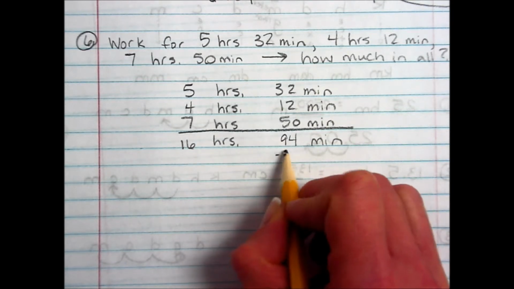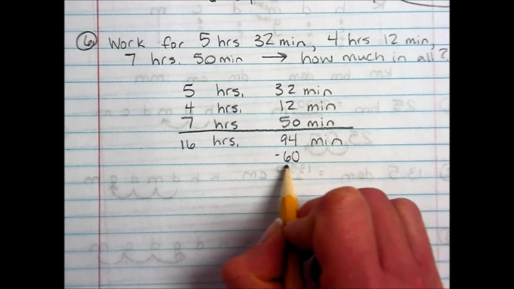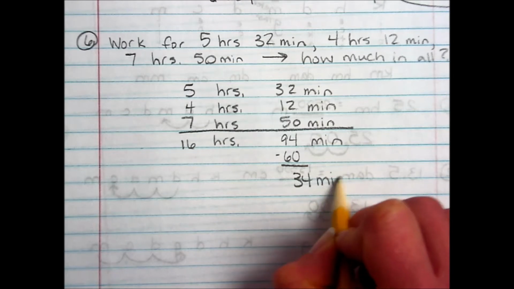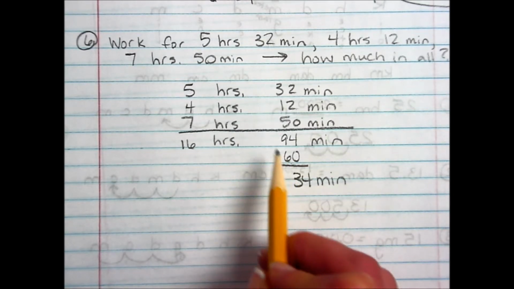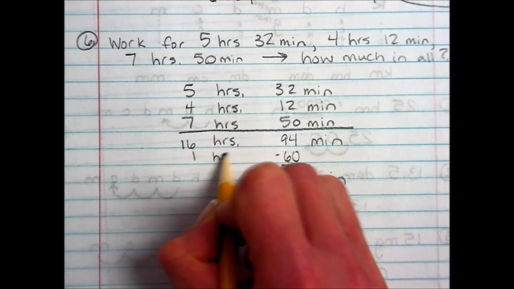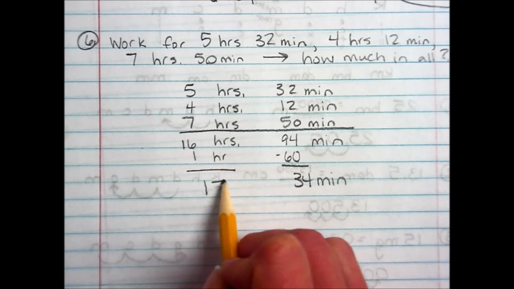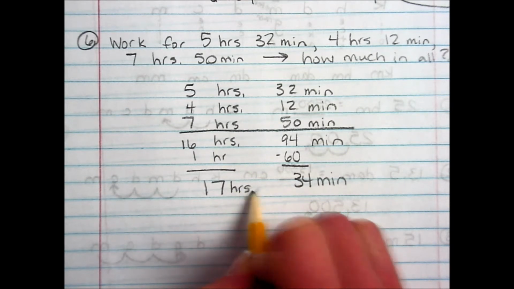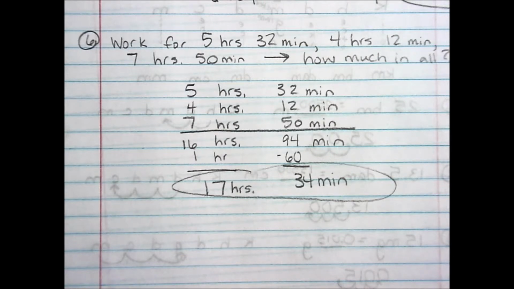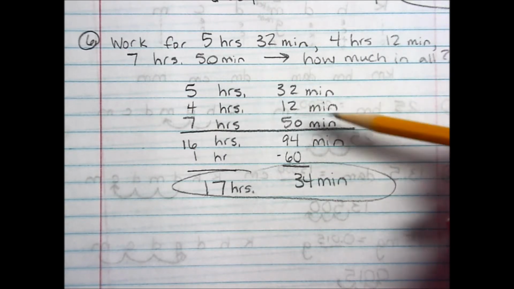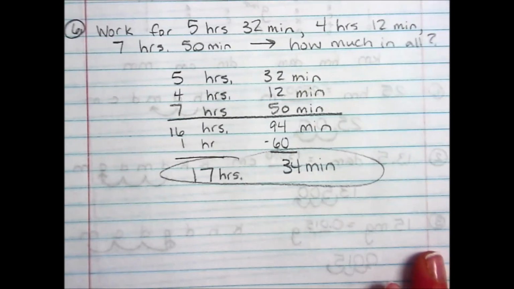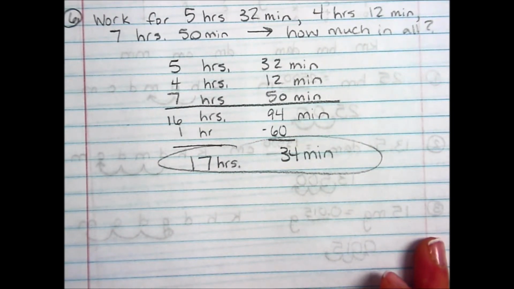So then we take 60 minutes away, which leaves us with the 34 minutes. And when we take this 60 minutes away, we add it over here, not as minutes though, as 1 hour. So then that'll give us 17 hours and 34 minutes for our simplified answer. So again, you line up your times, add your hours and minutes separately, and then you adjust as needed. Does anybody have a question on this type of question?